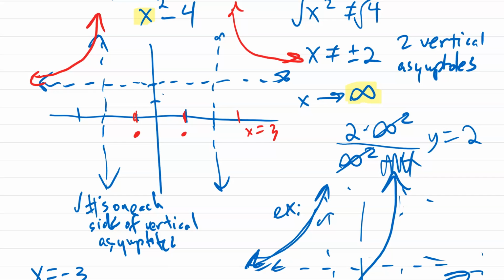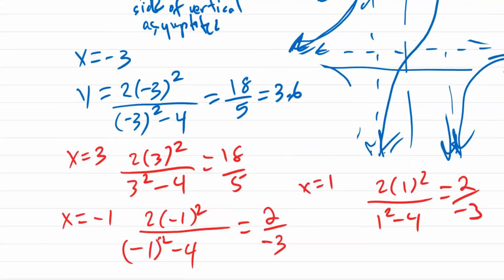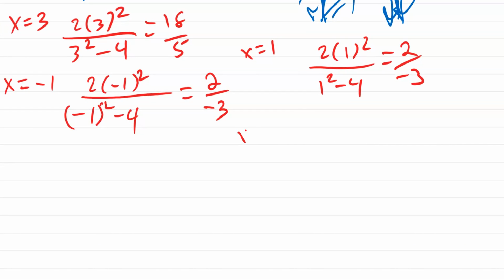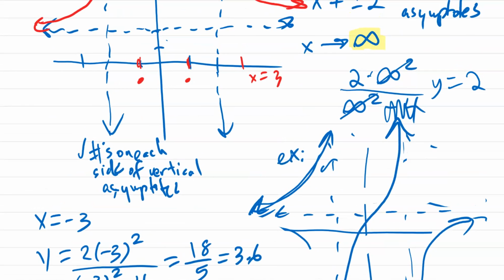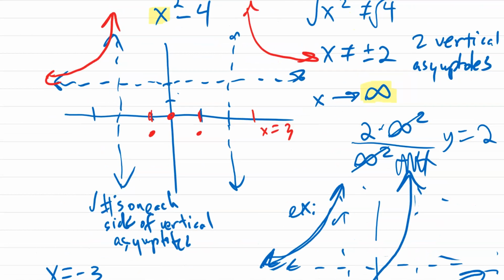And if you're not sure, check 0. You get 2 times 0 squared over 0 squared minus 4, get 0. This graph crosses right here. So it creates kind of a parabola shape in the middle.